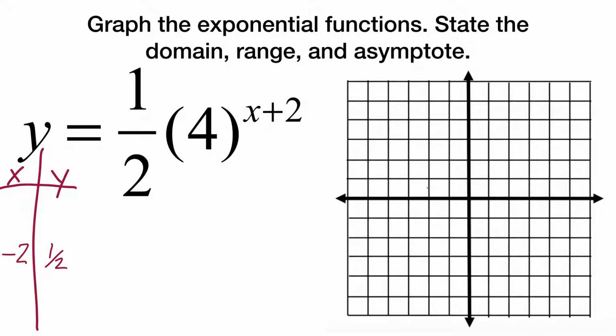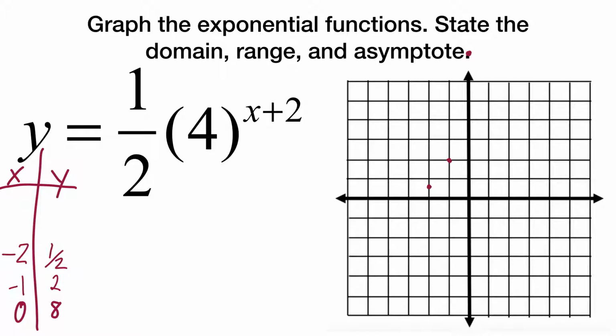And 1 times 1/2 is 1/2. So at negative 2, it's 1/2. Now at negative 1, that becomes like the first power. So 4 to the first power is 4. Half of that is 2. So at negative 1, it's 2. At 0, 0 plus 2, that's 2. 4 squared is 16. And half of 16, that gets us 8, which is going to be really high up, you can see. Now let's talk about negative 1.